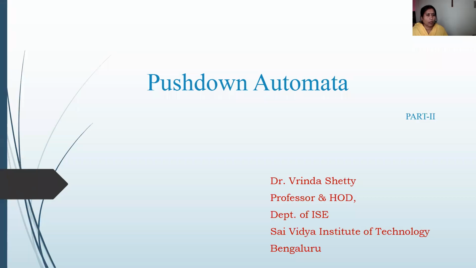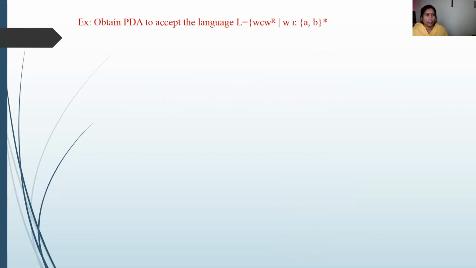Hey guys, today we'll see another problem on pushdown automata. In the last video, we have seen how to construct a PDA for the language a to the power of n, b to the power of n such that n is greater than or equal to 0. Today we'll see another problem, that is, obtain a PDA to accept the language WCWR such that W belongs to (a, b) whole star.